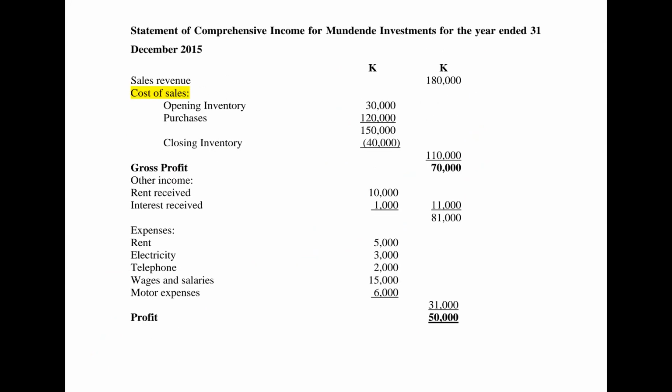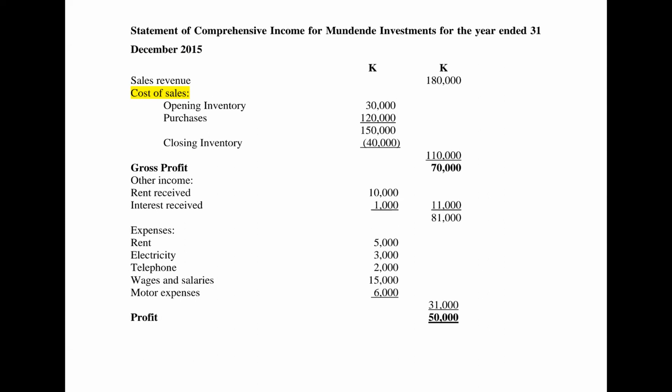Yes, sir. Yes, Clifford speaking. On the cost of sales, I think you should help me understand, because the opening inventory and the closing inventory are really confusing me. I don't really understand why you're putting them on cost of sales. So maybe when you explain the meaning of cost of sales, I'm going to understand why you're putting these two here. Okay, thank you very much.